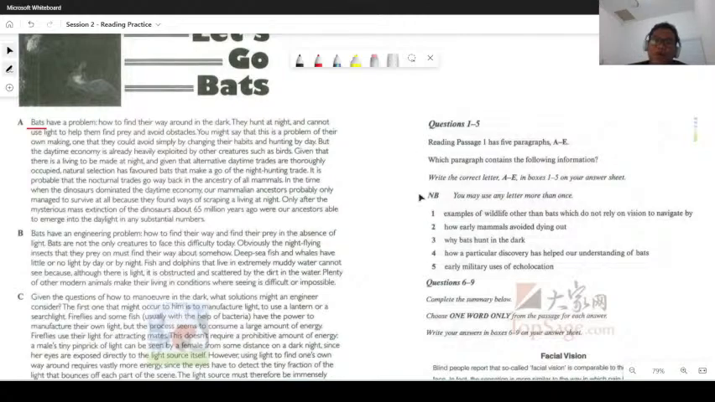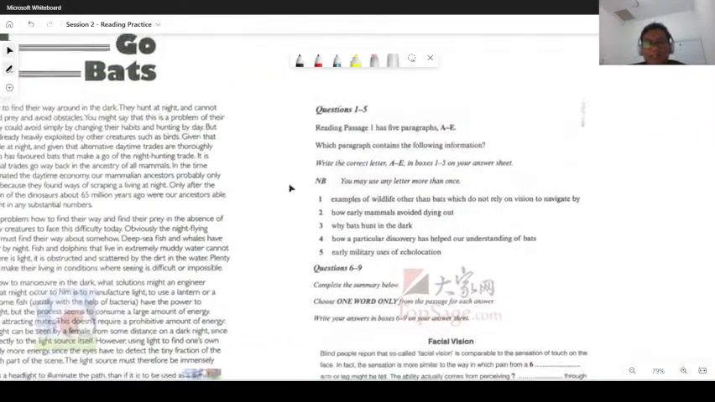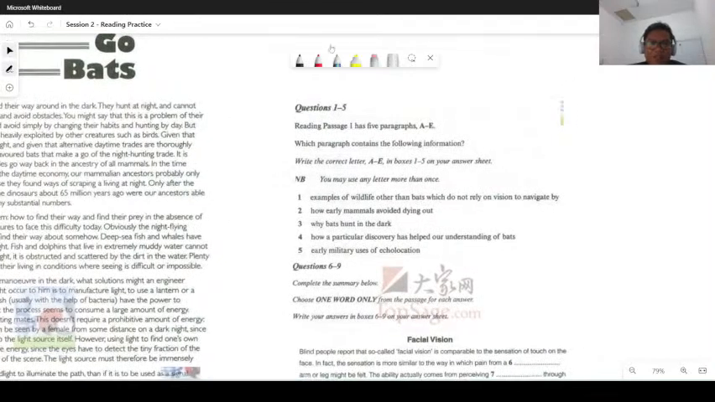Okay, so first things first, for the first question type, questions 1 to 5, you have to remember to read the question very carefully. Now, this one is pretty straightforward. Write the correct letter A to E in boxes 1 to 5 on your answer sheet. But in some questions, the instructions can be a lot more specific, like you can only write one word. And to those who have taken the IELTS test, that's pretty familiar to you. So it's very important that you read the question very carefully.